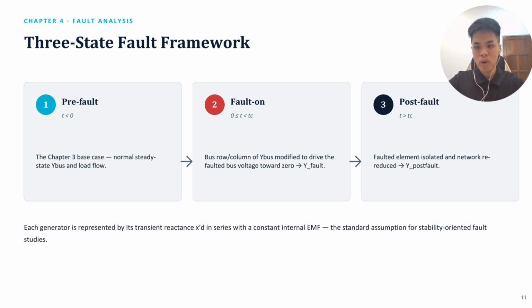Our fault analysis tracks three states. First, the pre-fault state. This is just our chapter 3 base case. Second, the fault-on state, where we modify the row and column of Y bus at the faulted bus to drive its voltage toward zero. And third, the post-fault state, after the faulted line is isolated and the network is rebuilt. In all three states, each generator is represented by its transient reactance in series with a constant internal voltage source. That's the standard assumption for this kind of study.